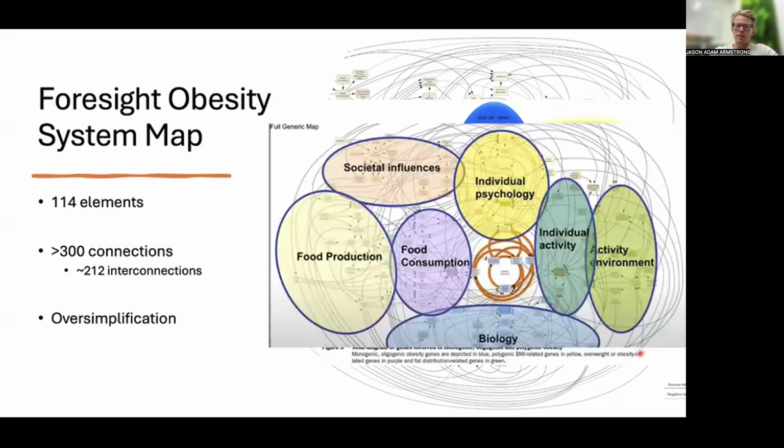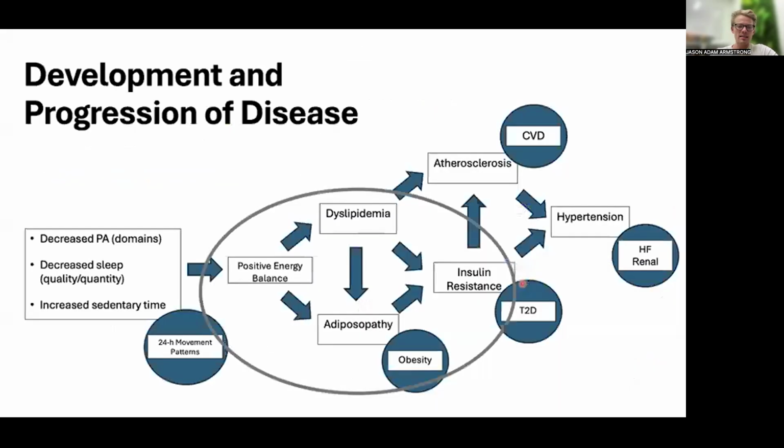What they did try to do with that Foresight map is group it into different genres. They looked at societal influences, food production, food consumption, individual psychology, individual activity, activity environment, and then biology. So they tried to simplify for us. But even that, we're looking at seven different areas that could be affecting obesity. So obesity is really, really complex.